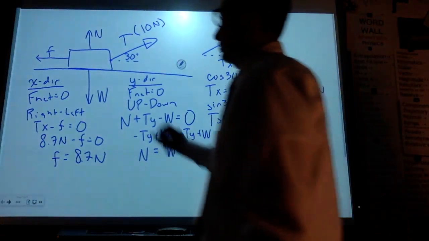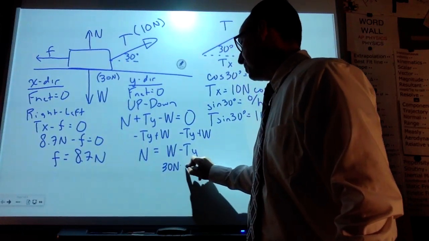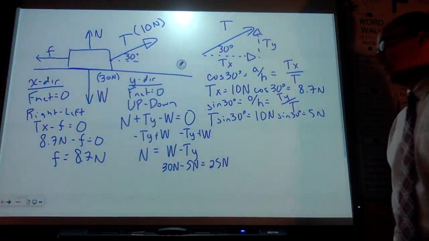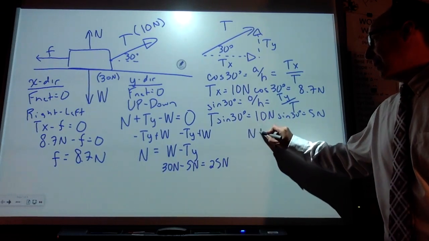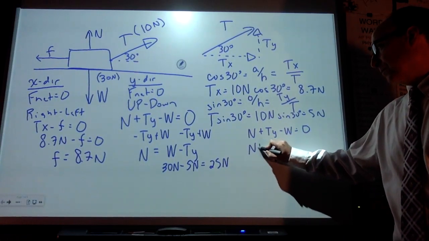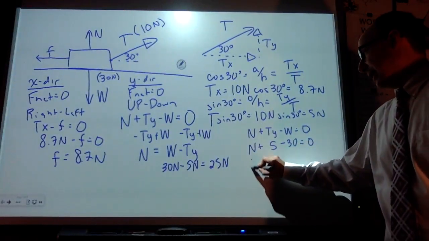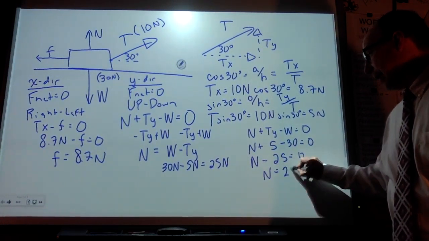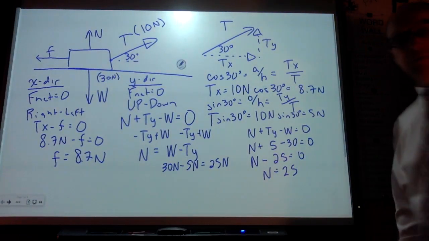They changed the box to 30 newtons. So this is going to be 30 newtons minus 5 newtons, and this is going to be 25 newtons. If you want to put in the numbers right away, we know this is 5, we know this is 30. So I'm getting that N is equal to 25.